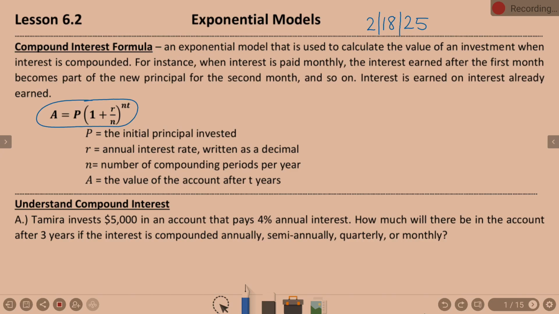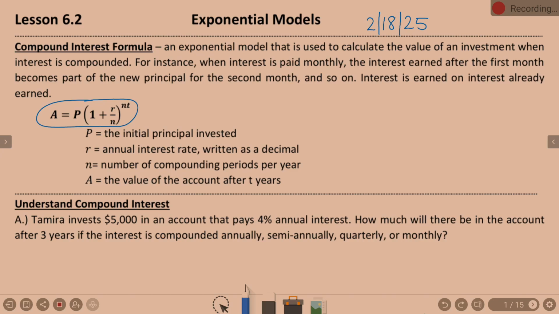N is your number of compounding periods per year. Are you compounding monthly? Are you compounding quarterly? Are you compounding annually, semi-annually? And we'll talk about that. And then A is what my equation equals, and it's just the total value of the account after t years. So t, of course, standing for years. So there's your formula. You're going to want to be familiar with it, because we're going to use it over and over and over again.